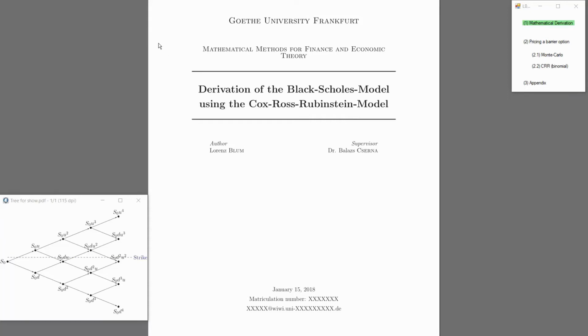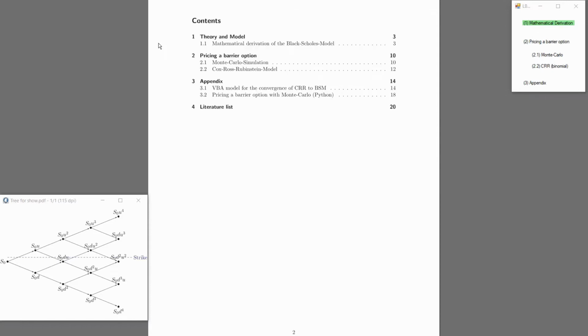Hello, my name is Lawrence Bloom, and today we're going to look at the derivation of the Black-Scholes model using the Cox-Ross-Rubinstein model. So what we're going to first look at is the theory and the model, and we will algebraically derive if the Cox-Ross-Rubinstein model converges to the Black-Scholes model.